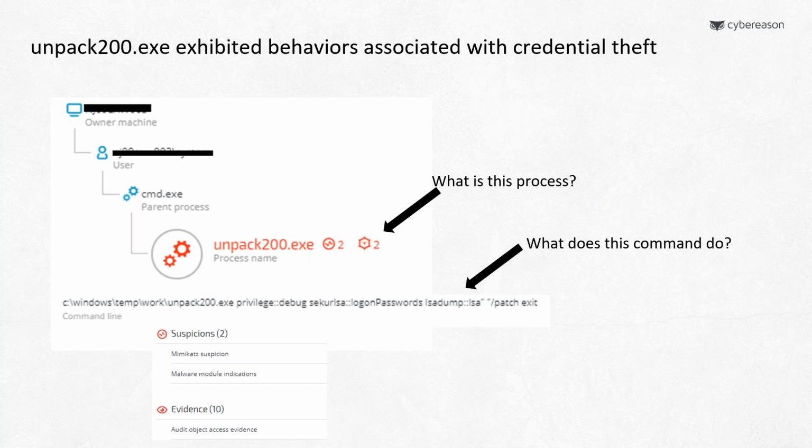As you can see on the bottom of the screen, the suspicion was Mimikatz-like behavior. Now, for those of you who are less familiar with the Mimikatz tool, it's a credential dumping tool, very common. What it does is usually extract credentials from the operating system, usually by dumping certain parts of the memory related to certain operating system processes. So we started looking, as I said, at unpack200.exe.